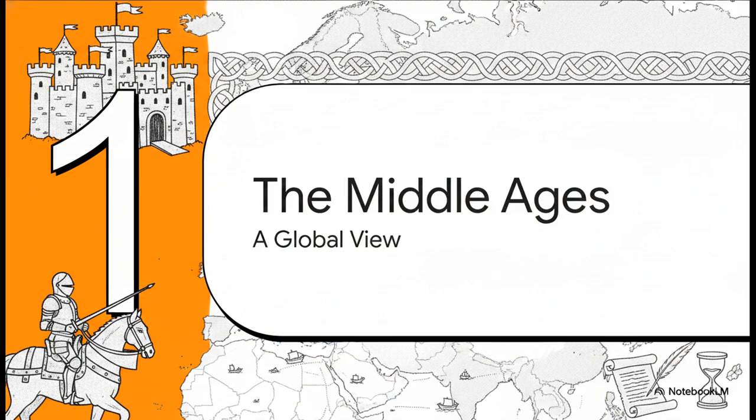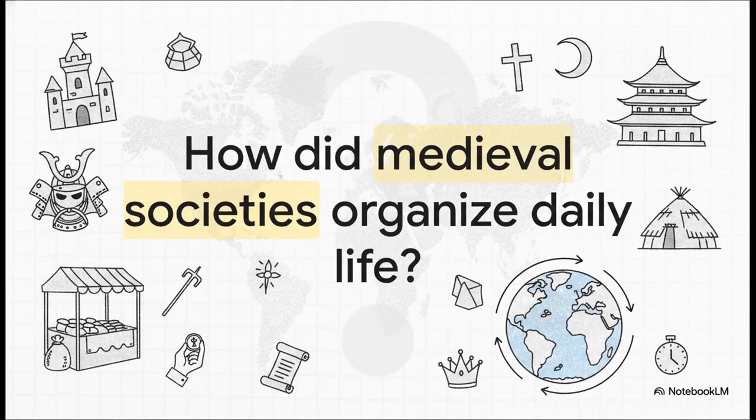All right, starting off with Unit 1, the Middle Ages, a global view. How did medieval societies organize power, belief, trade, and daily life? This is the essential question that's going to anchor your whole investigation into medieval China, Africa, Japan, Europe, and the Americas. Now, when we talk about the Middle Ages, we aren't just talking about knights in shining armor. We're taking a truly global view here.